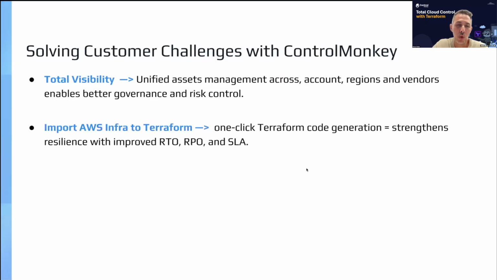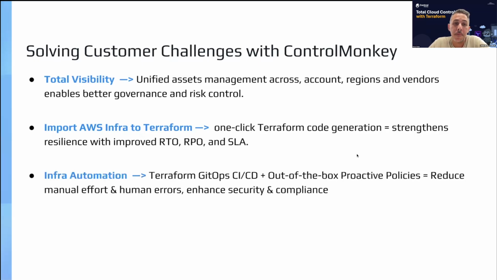The second thing that they did with ControlMonkey is to import all of their AWS infrastructure to Terraform. Part of what we do is one-click Terraform code generation. We were able to take all of their legacy infrastructure, their 2020 or 2018 infrastructure, and import that back to Terraform, eventually creating a baseline of how their infrastructure should look, what its desired configuration is. And again, improving RTO, RPO, and SLA. If right now their Route 53 gets deleted, they have Terraform code that they can just rerun and reproduce those resources.